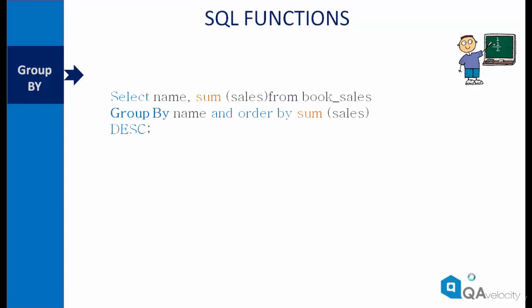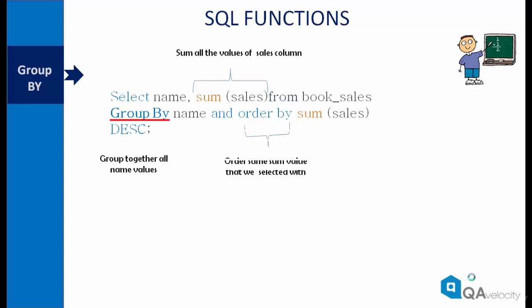So let's see our query. Select name, comma, sum the value of sales from book underscore sales table, group by name and order by sum of sales in descending order. So in this query, group by will group all the first names for each of the salespersons. Sum, we already know, will add all the values of each of the groups, and the order by keyword will order the columns in descending, as we have put the descending keyword over there.